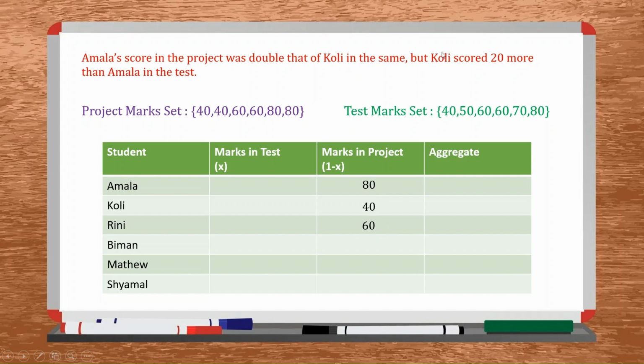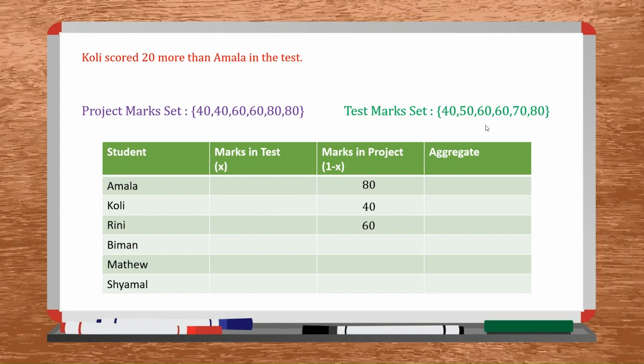Next information that we have is Kohli scored 20 more than Amla in the test. But we don't have any clear possibility of assigning that right now, because I can give 50 and 70 to those two students. I can give 40 and 60. I can give 60 and 80. So there are multiple possibilities. And we know that whenever we have multiple possibilities, we will choose a path with a low number of possibilities. So let's not look at this information right now. Let's keep it as is with us. So we have not used that information. Therefore, I am just keeping it aside for us to remember.